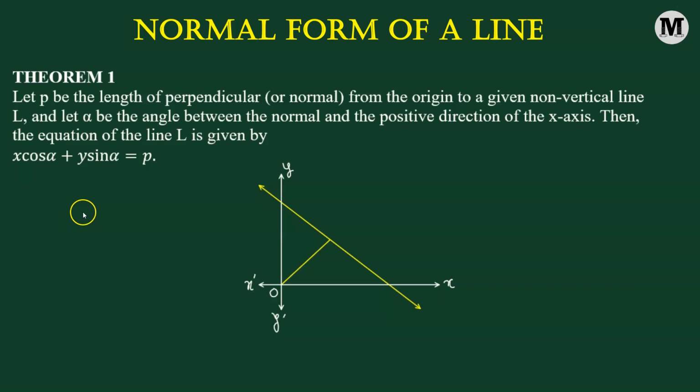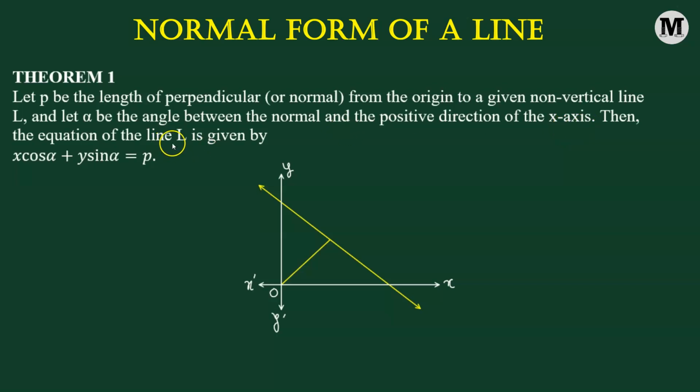So let's discuss the normal form of a line. This is another way of representing the equation of a line. Here we have P, which is going to denote the length of the perpendicular or normal from the origin to any given non-vertical line denoted by L. And alpha is going to be the angle between that normal line and the positive direction of the x-axis.